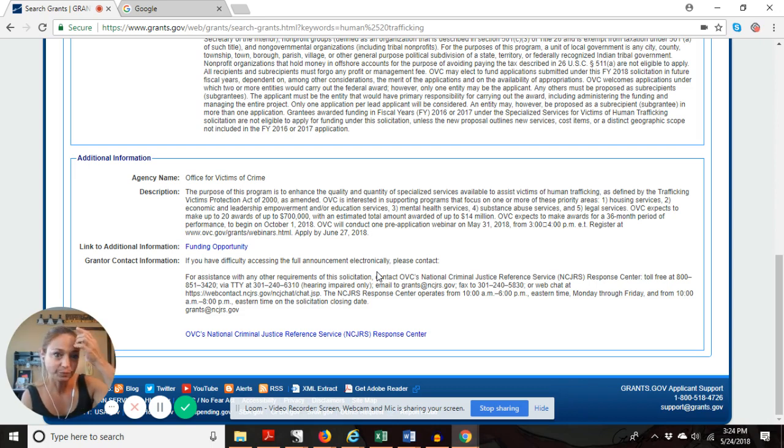You're a nonprofit, you're a state agency, whatever, and you're going to get a house for victims. That's what you want to do. And you say, okay, this might fit us. Already we can see we're aligned. 2, economic and leadership empowerment and or education services. 3, mental health services. 4, substance abuse services. And 5, legal services. So if any of your project is doing one or more of those priority areas, you're probably a good fit, and as long as you're eligible.